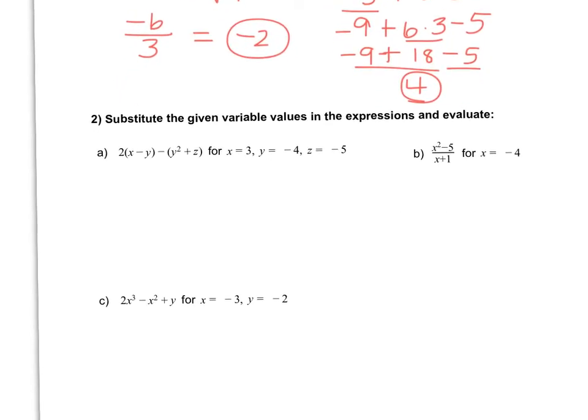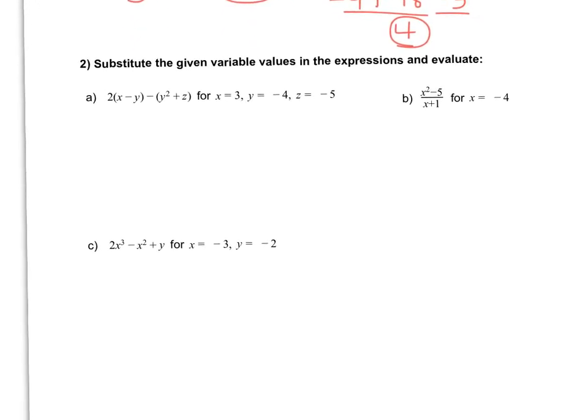So moving on to number 2. Number 2, I'm substituting the variables for the given values, and then I'm evaluating. So evaluate just means I'm cleaning up. So every time I see an x, I'm plugging in 3. Every time I see a y, I'm plugging in negative 4. And every time I see a z, I'm plugging in negative 5. So 2 parentheses x, which is 3, minus y, y is negative 4, minus negative 4. And I'm putting it in parentheses because it has a squared attached to it, plus z, so plus negative 5.